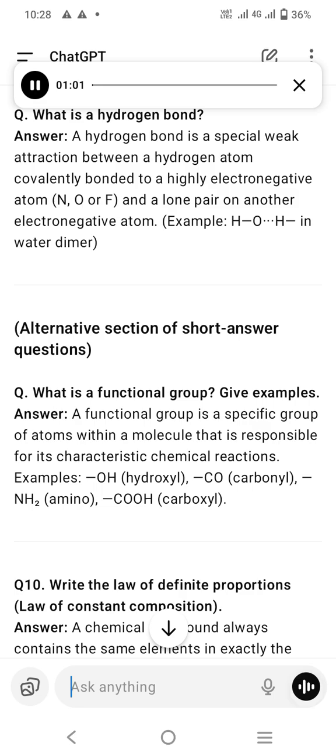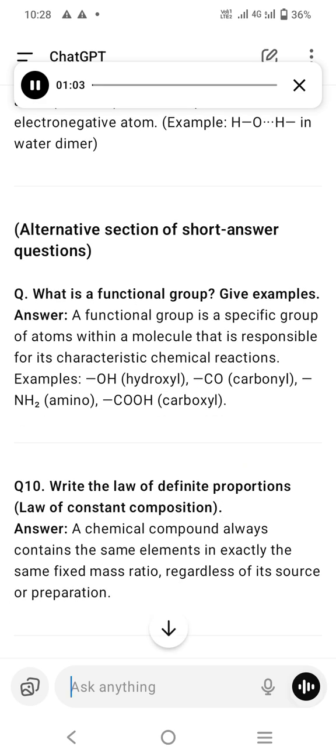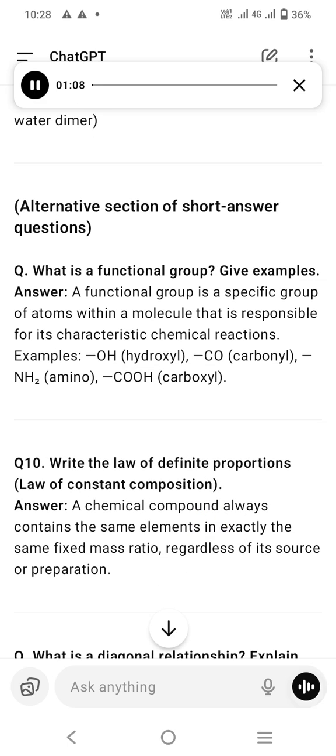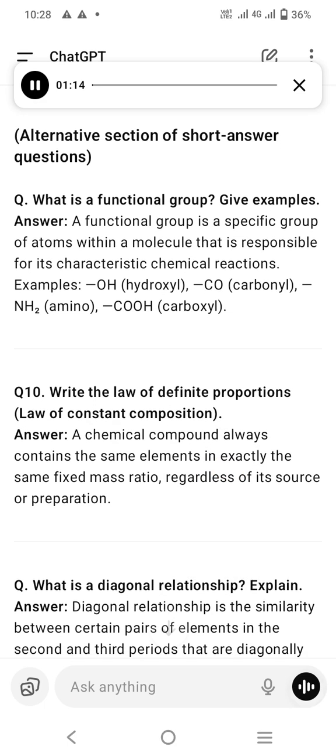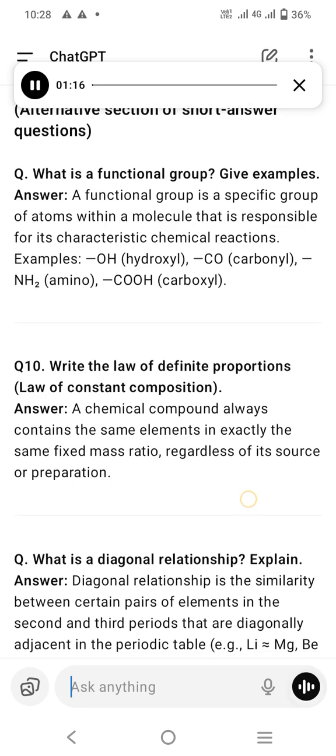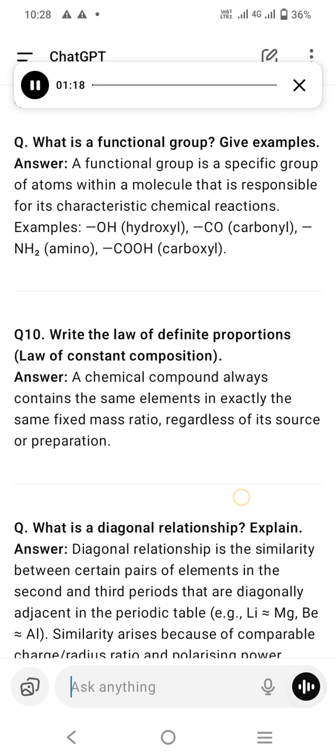Alternative section of short answer questions. Q. What is a functional group? Give examples. Answer: a functional group is a specific group of atoms within a molecule that is responsible for its characteristic chemical reactions. Examples: OH, hydroxyl; C=O, carbonyl; NH2, amino; COOH, carboxyl.